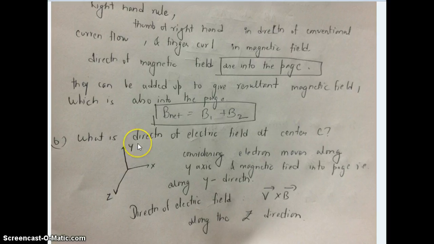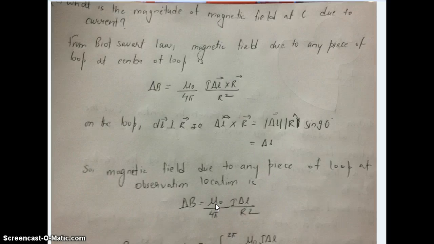So the next problem asks us to find the direction of the electric field at center C. This is a 3D axis, and if we consider the electron is moving on the y-axis and the magnetic field is into the page, so the direction of the electric field can be gotten as v cross B, which is along the given direction.